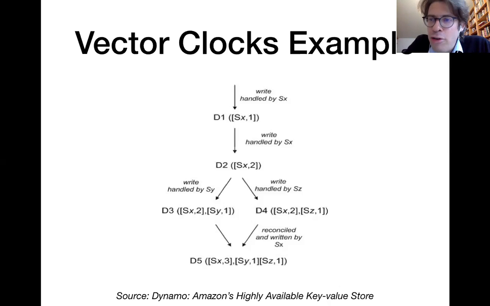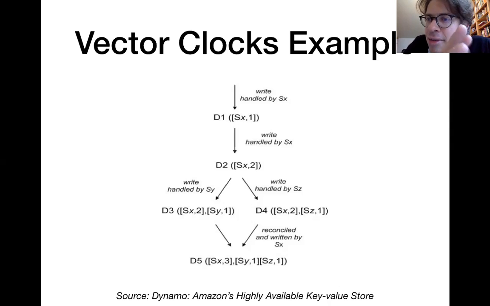So here, the first update to the object is handled by server SX. There's a question about this in the chat. I'm quickly going to go over this example, and then I'm going to look at the question. So here, first of all, the object is updated by server SX, and so we get the version D1 of the object, and associate the vector clock SX1 with it, which means that server SX has integrated one update. The other servers are currently omitted because they haven't contributed any updates.